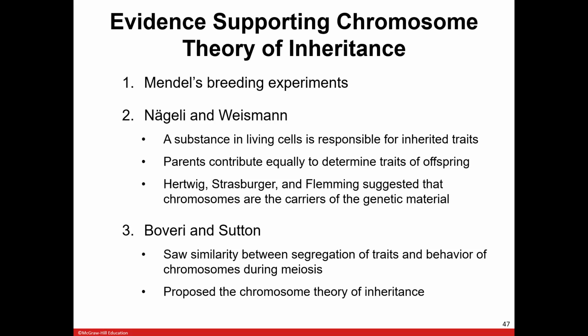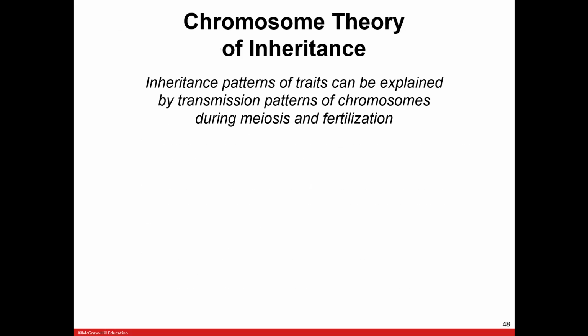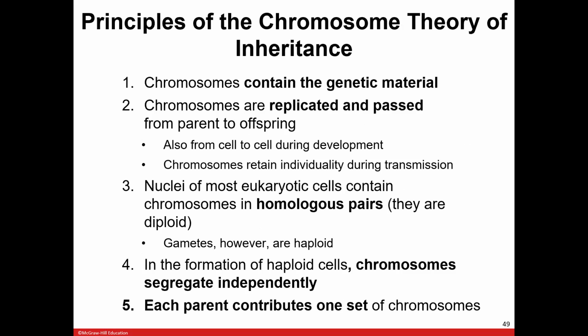But you saw even when we got to the 1950s that sometimes there's still people arguing about whether it was the proteins or the DNA that was carrying the information. It took many decades to figure this out. But we know now that inheritance patterns of traits can be explained by transmission patterns of chromosomes during meiosis and fertilization. So chromosomes contain the genetic information. They're replicated and passed from parent to offspring.